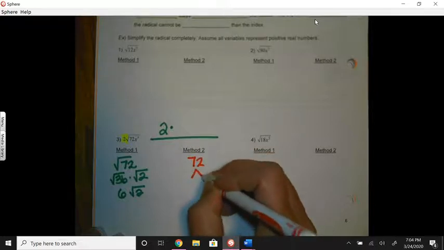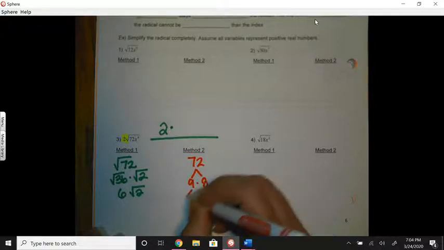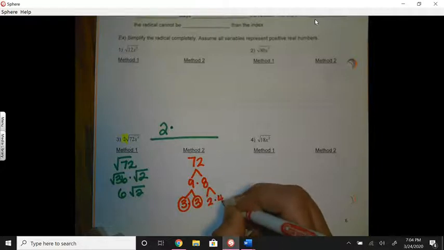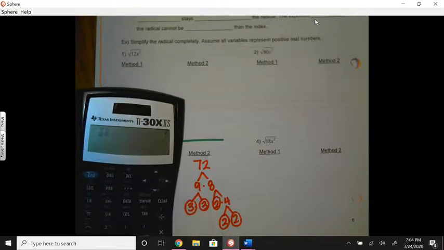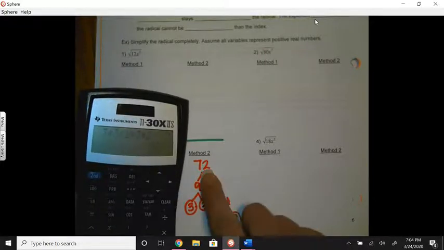Now, method 2 has us take 72 and make a factor tree. So we could pick whatever 2 numbers we want. So if we want to use 9 times 8, and we keep going until we only have prime factors. Okay, now remember, if you want to check if your factor tree is correct, then all the numbers we circled here should multiply 3 times 3 times 2 times 2 times 2. And it should get you 72. So all these numbers multiply to get us 72.